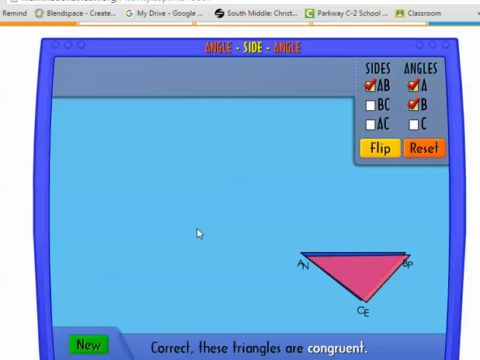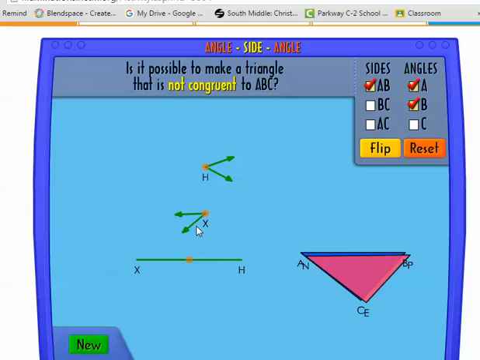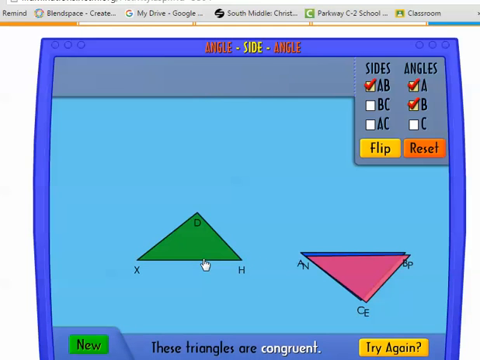Angle, side, angle is like the previous two combinations that we've seen. No matter what we do, given a particular side measurement and the angles on each end of that segment, we're going to only create congruent triangles. So in terms of triangle congruencies, the angle, side, angle combination works for us as well.